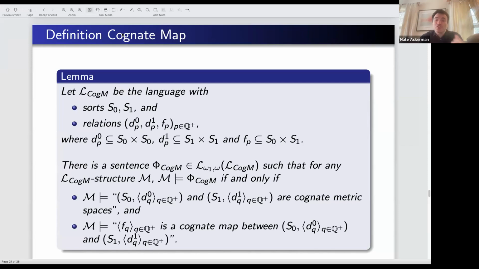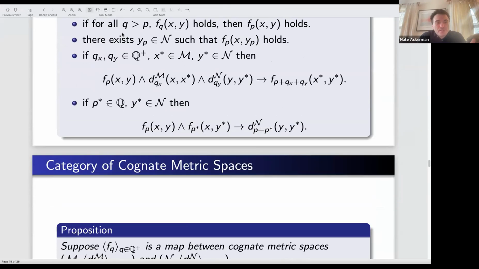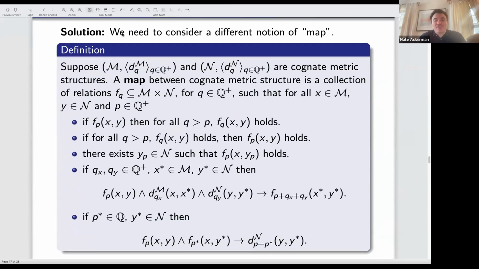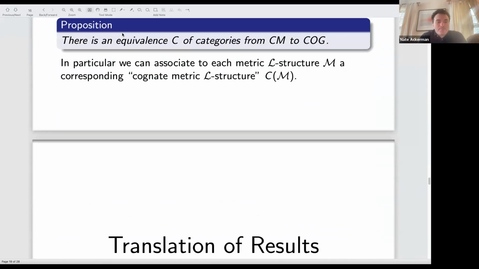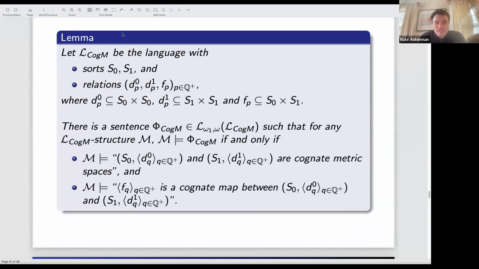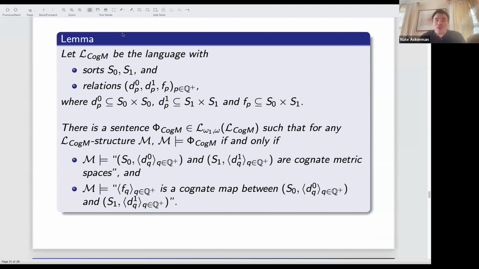Right. And in order to do this, we need to be able to identify when we have a map, when we have a collection of relations which corresponds to a cognate metric map. And it's not that hard. We had the axioms of a cognate metric map earlier on, which I will quickly go back to right here. And if you think about these, all of these can be expressed in terms of sentences of L omega 1 omega. So because of that, we have a single sentence of L omega 1 omega which captures a cognate metric map.